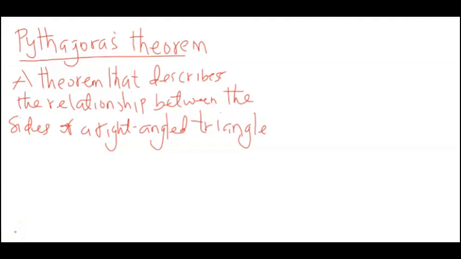Let's talk about the Pythagoras theorem. It's a theorem that describes the relationship between the sides of a right angled triangle. So what this means is that the Pythagoras theorem only applies when you have a right angled triangle. So let's take a look at how the right angled triangle looks.